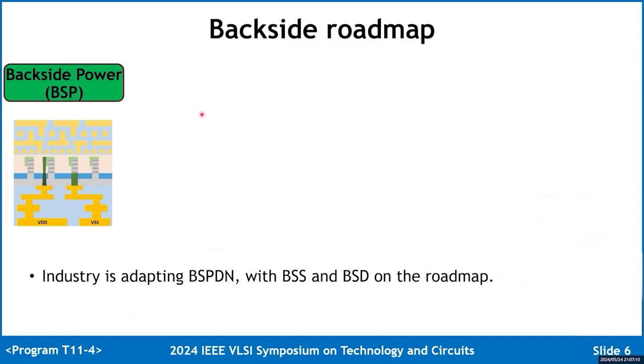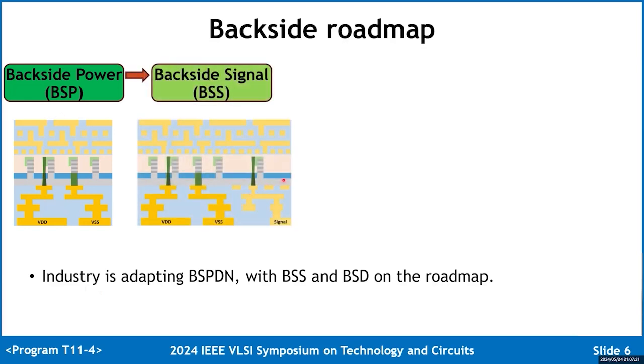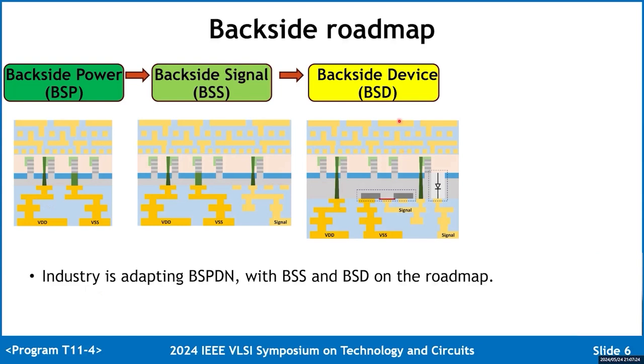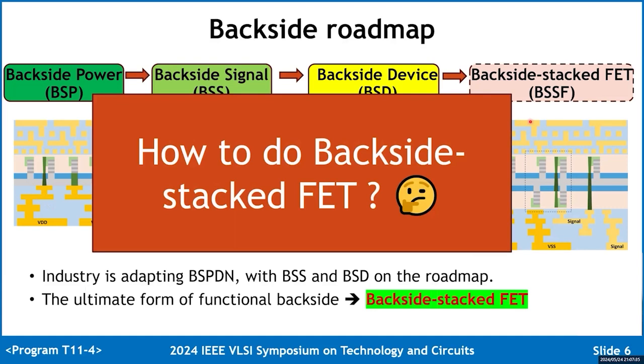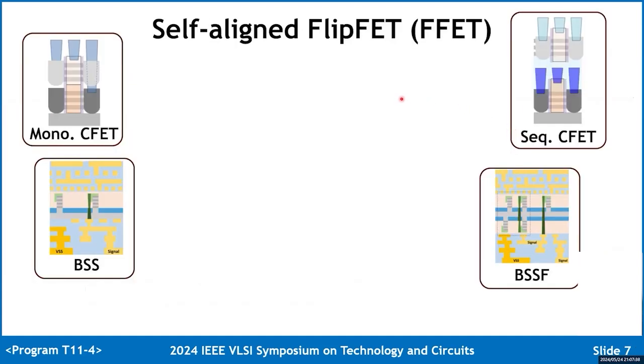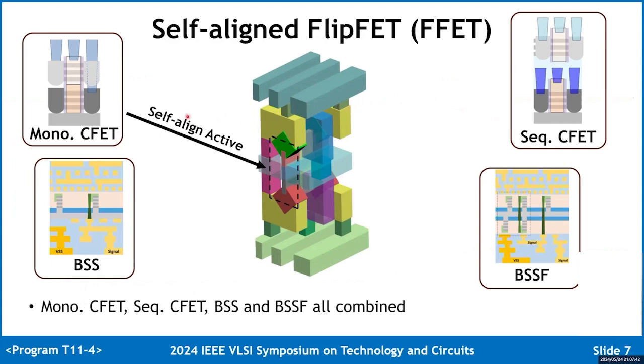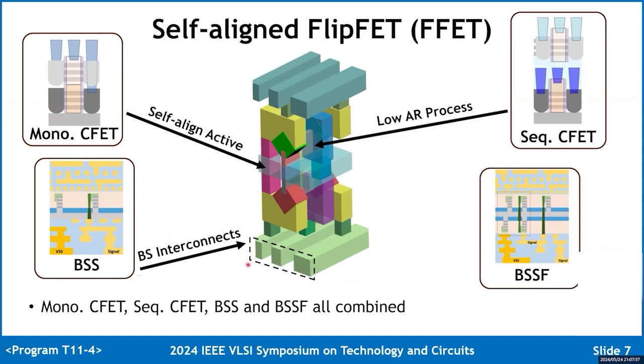In addition to the CFET, functional wafer backside also attracts hot discussions recently. The industry is adopting the SPDN. The backside signal and backside device are now on the roadmap. What's next? We think the ultimate form of functional backside is the backside stacked FET. Then, how to do backside stacked FET? Here comes the solution: the self-aligned flip FET. The self-aligned flip FET takes advantage of the self-aligned active from the monolithic CFET, the low aspect ratio process from the sequential CFET, the backside interconnects from the backside signal, and the backside stacked active from the backside stacked FET.